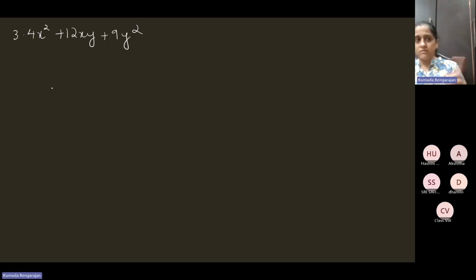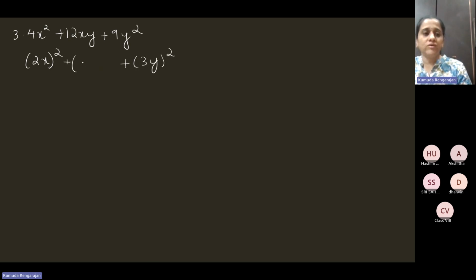So again, the first term and the last term are perfect squares, right? You can write 4x square as 2x the whole square and 9y square as 3y the whole square. So plus 2 into a into b, 2 into 2x into 3y, and the product is 12xy. Yeah, we're getting the middle term. So this is of the form a squared plus 2ab plus b squared, which is a plus b the whole square, which is a plus b into a plus b.